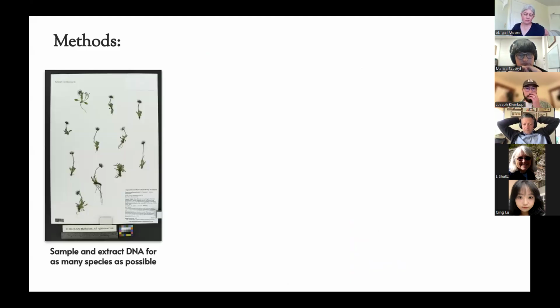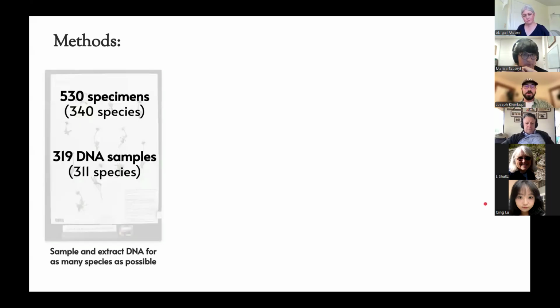And so the methods, pretty straightforward, I think, were to sample and extract DNA from as many species as possible, using primarily herbarium specimens, but also silica dried tissue samples that we collected. And we were able to collect a lot of tissue samples from a lot of specimens. And this was in large part thanks to so many herbarium folks who are working all the time to help people like me out and collect samples. And we were able to extract DNA for quite a number of them.